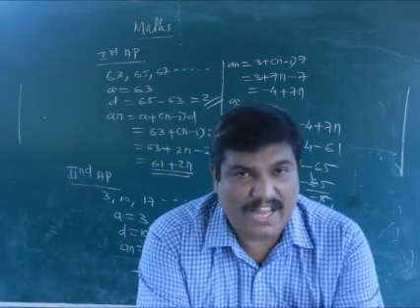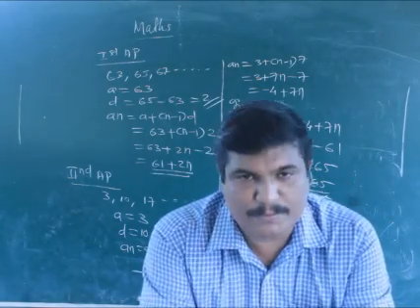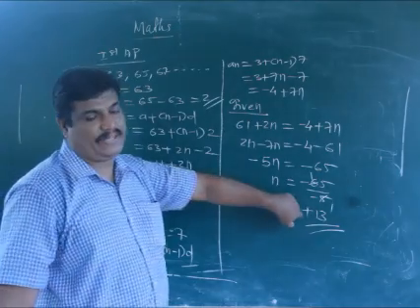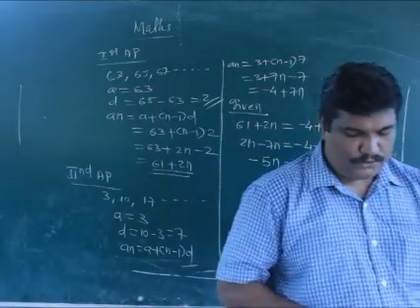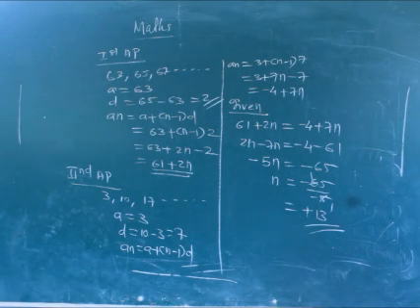What is the question? For what value of n are the nth terms of the two APs equal? So n is equal to 30. Clear? Okay. All of you know? Doubt?